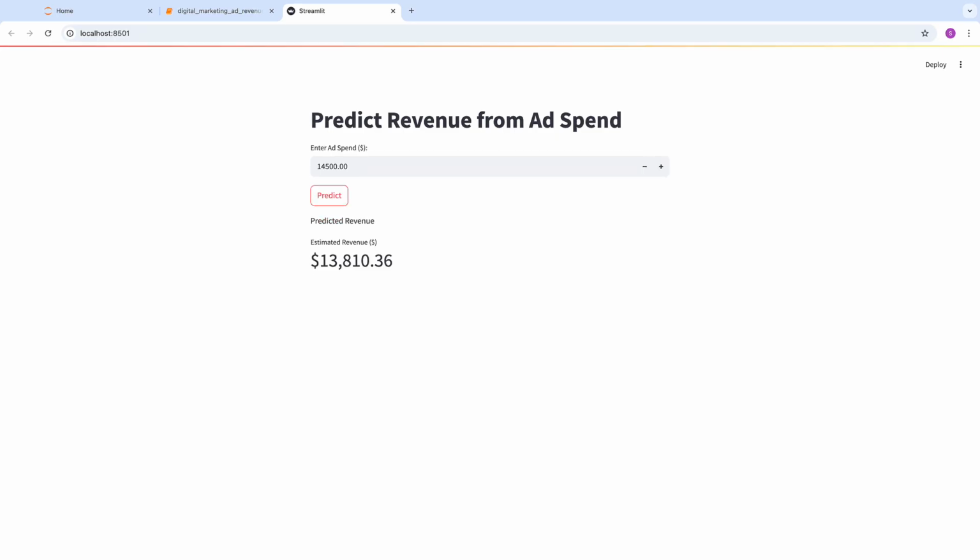So that wraps up project 5 of the series. We started with raw marketing data, built a linear regression baseline, improved it with polynomial regression, and then finally turned our model into an interactive web app that the marketing team can actually use. All the code and dataset are available in the repository link below. So feel free to try this yourself and experiment with different values.